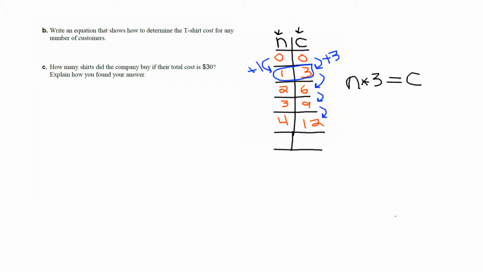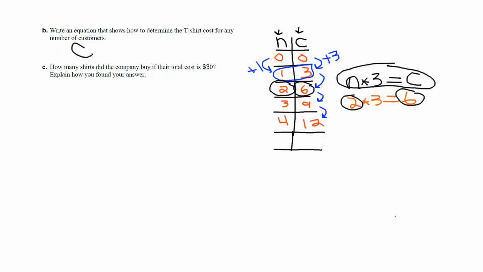And look, we can show that this works by plugging in some values here. We could write 2 times 3 equals 6. And look, there's our 2, and we multiplied it by 3, and we got out our 6. So we plug in our N, and we get out our C. You always want to check to make sure that your equation works. I'm not going to write this, but if you write this on your test, that's perfectly acceptable as your equation. I'm going to write C equals 3N.